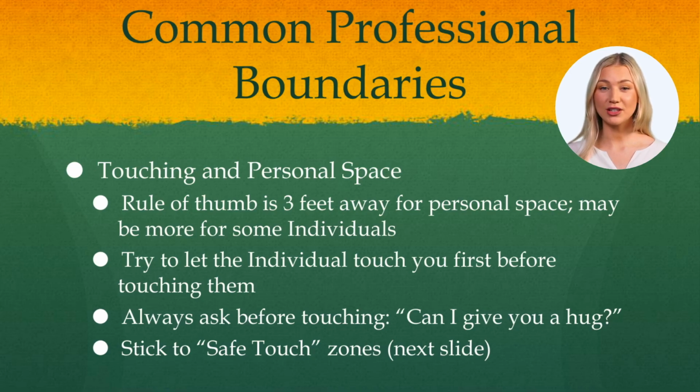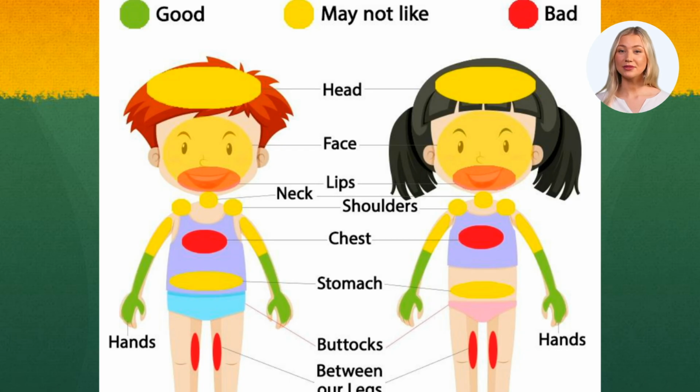Common professional boundaries: touching and personal space. Rule of thumb is 3 feet away for personal space, maybe more for some individuals. Try to let the individual touch you first before touching them. Always ask before touching: can I give you a hug? Stick to safe touch zones. Check out the next slide for an example of safe touch zones. Here is a diagram of safe touch zones. Take a moment to look this over and pause the video if you need to.